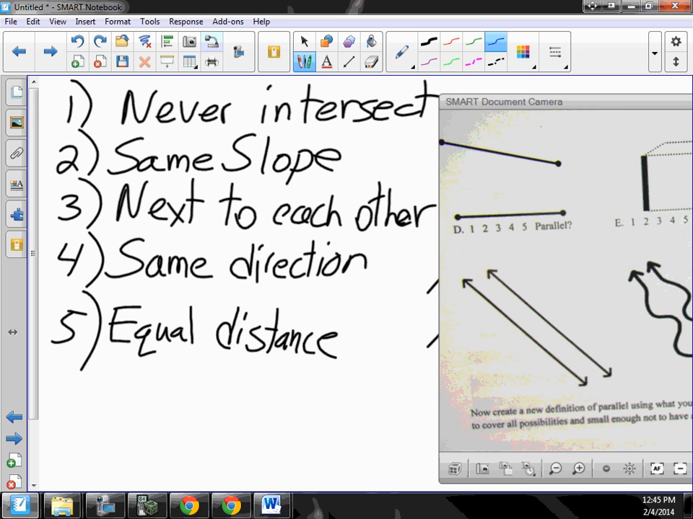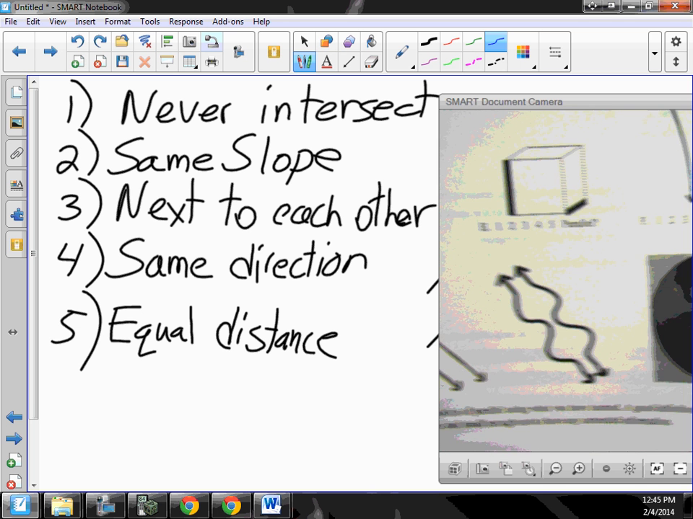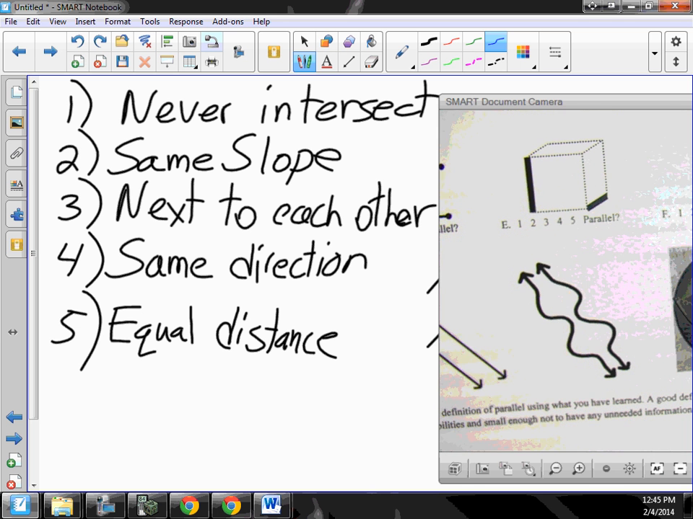No. Letter D. 1. Yes. 2, yes. 3, yes. 4, yes. 5, yes. Are they parallel? Yes. So that's good. All of our definitions worked when the lines are actually parallel. So that's half of what a definition needs to do. It needs to include the actual things that you're trying to define. So we're halfway there. Now, looking at E, I actually want to change E. Let's change it to look like this.